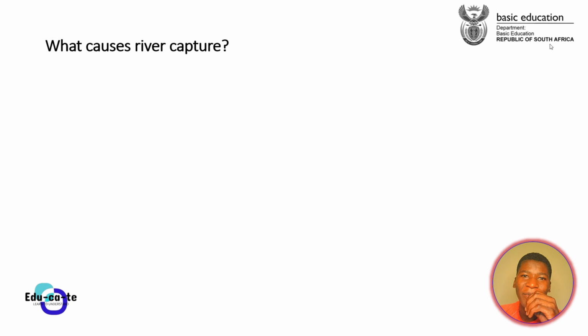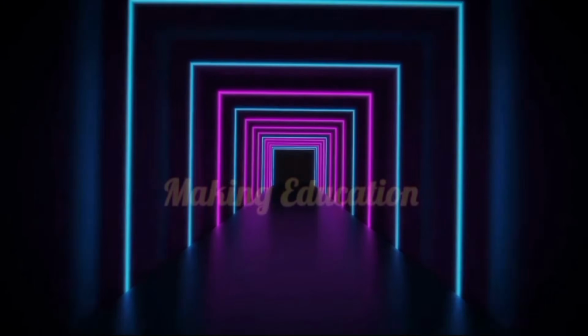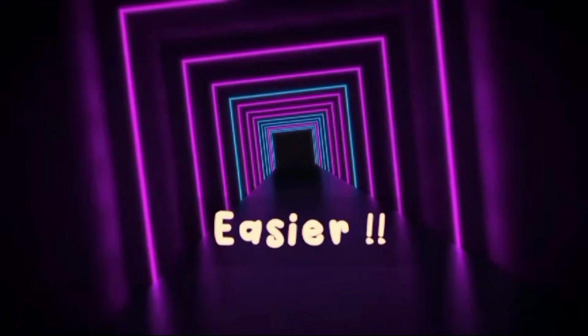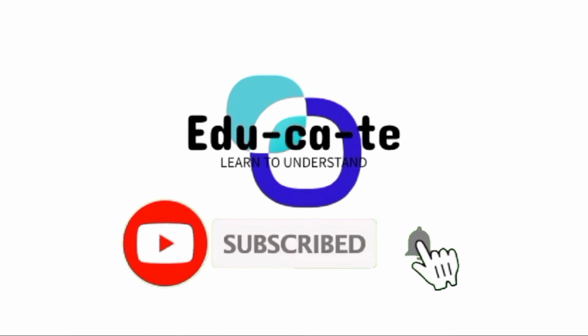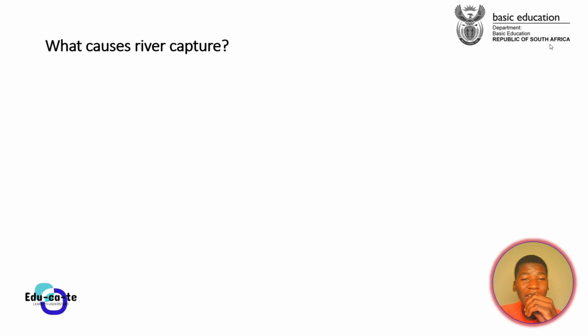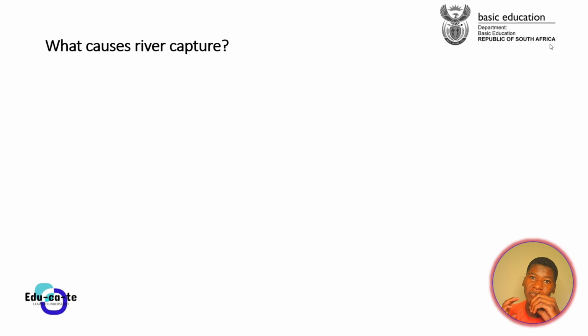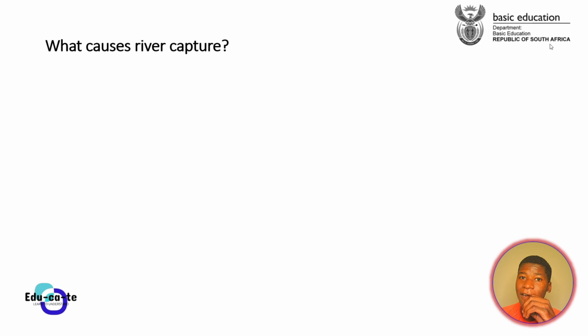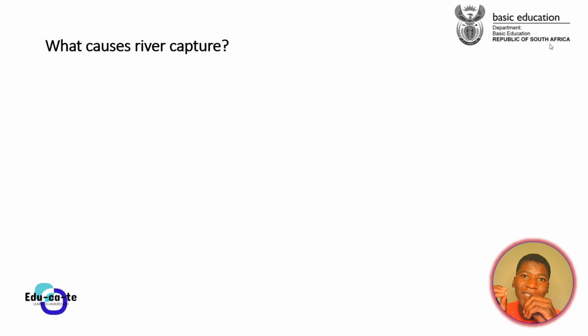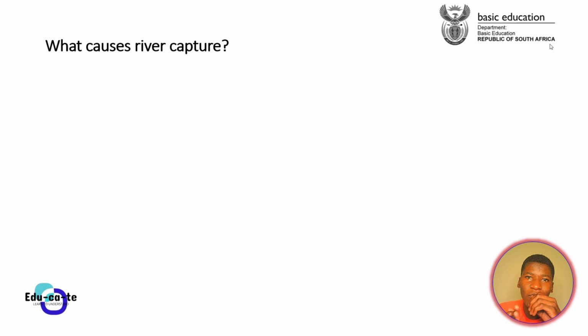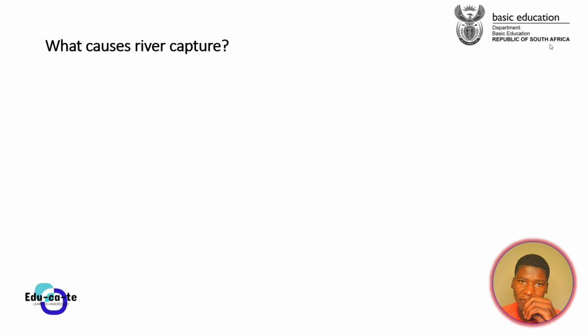Let us do the causes of river capture. So in our previous video, we've already talked about how river capture occurs and the diagrams that they may use to represent river capture in most of your exams. Now we're just going to look at what causes one stream to steal the waters of the other stream, of course. What causes river capture?